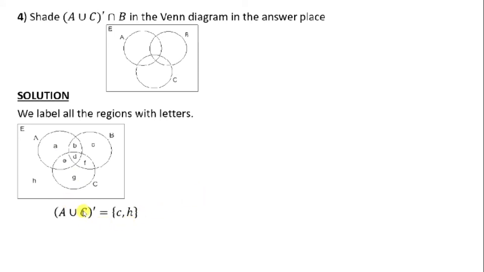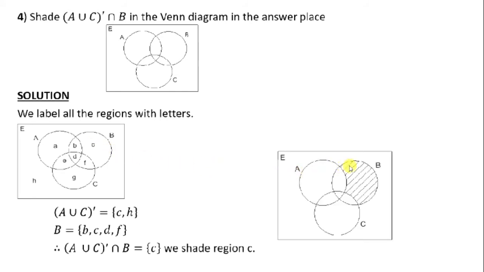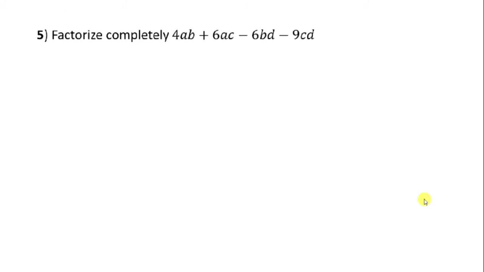Let's do that. So A union C complement, outside A and C, we have C and H. Then set B has elements B, C, D, and F. Now we are looking for A union C complement intersection B. So we are looking for the element outside A and C, but in B. So this is the region C. We are going to shade it. So our answer will look like that. We continue.